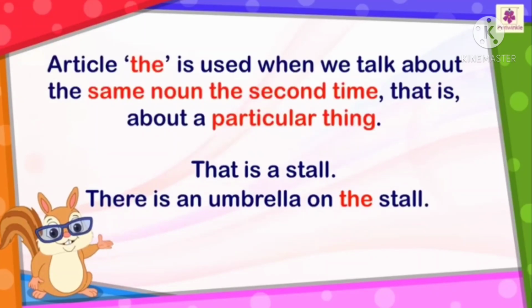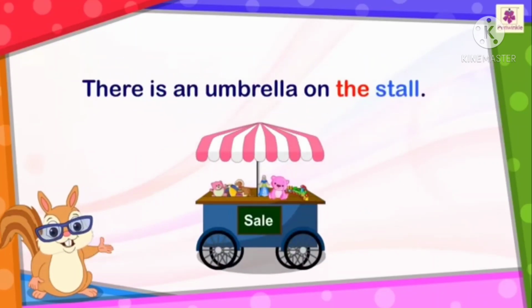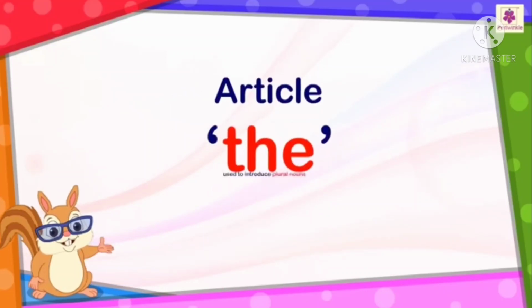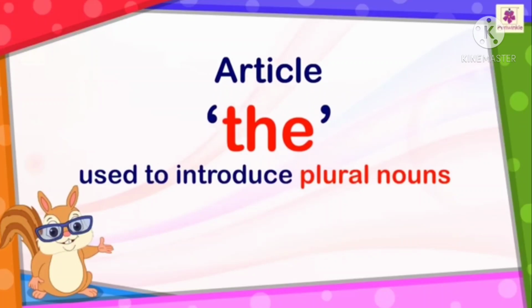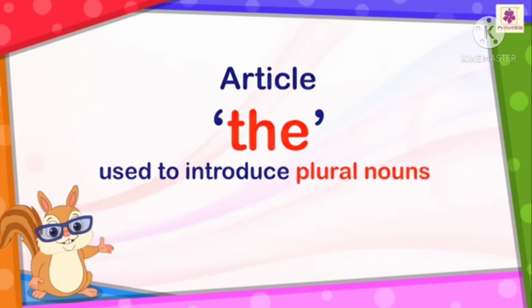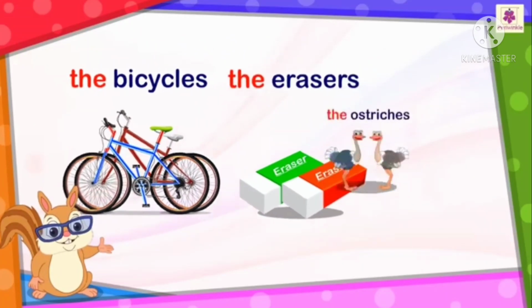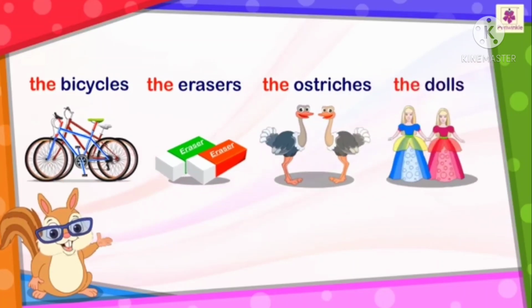Article the is used when we talk about the same noun the second time, that is, about a particular thing. In this case, it is the stall. Article the is also used to introduce plural nouns. For example, the bicycles, the erasers, the ostriches, the dolls.